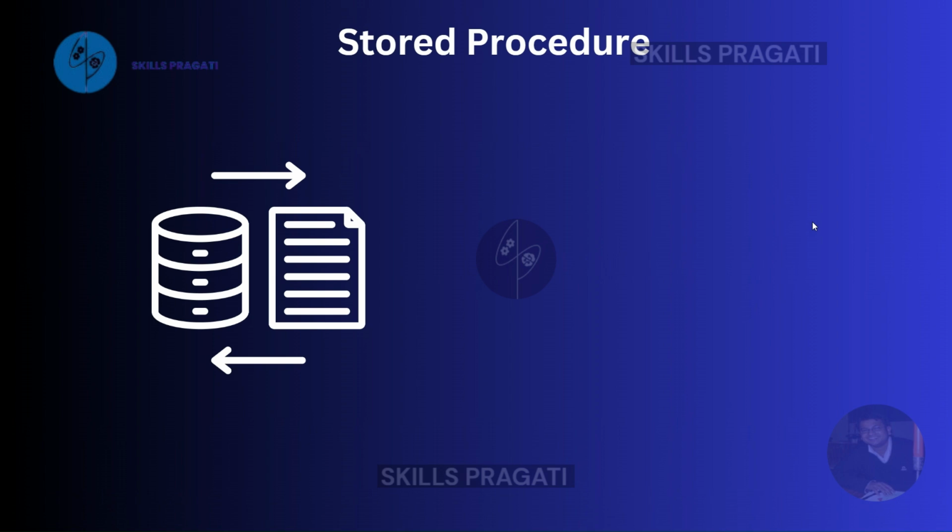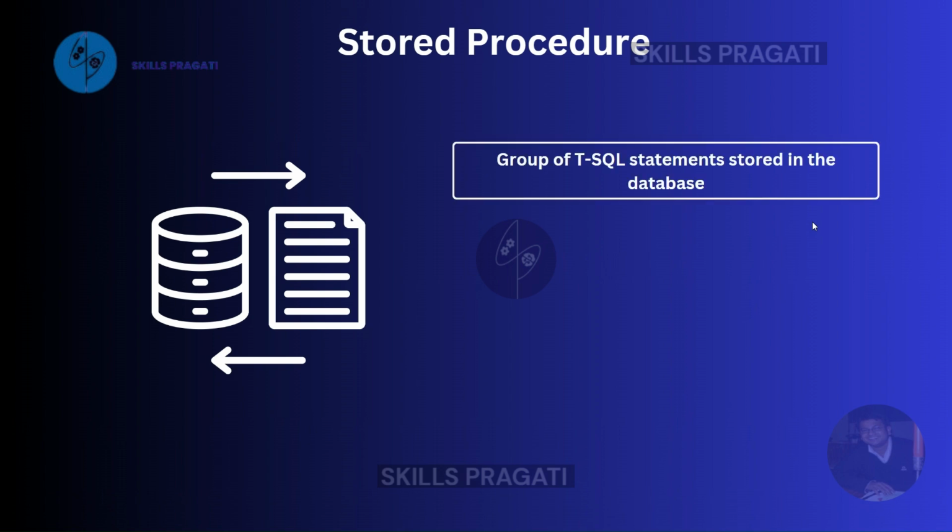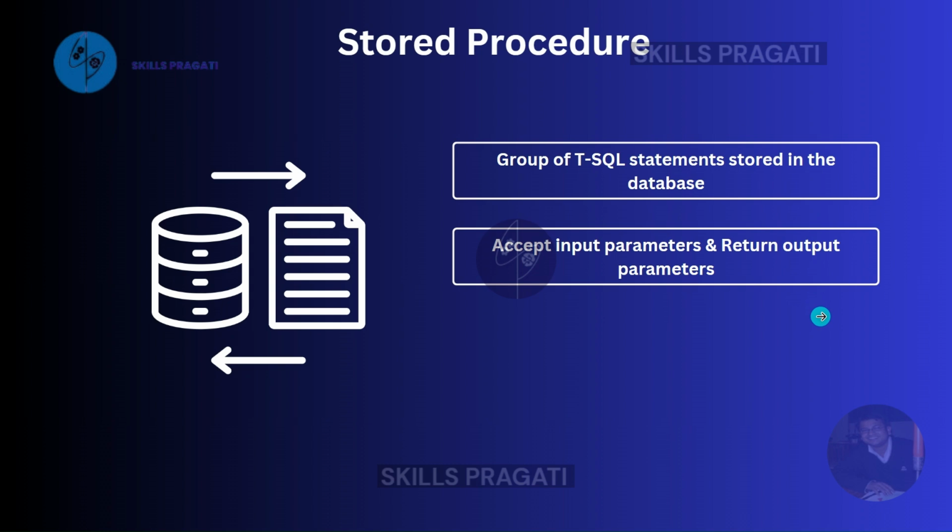So let's start by defining what a stored procedure is. Basically, it's a group of T-SQL statements stored in a database under a named object, which is called a stored procedure. When you execute this stored procedure, the T-SQL statements will be executed in the order they are written within the stored procedure. Stored procedures accept input parameters and can also return outputs. Apart from executing standard T-SQL statements, a stored procedure can also execute other stored procedures.